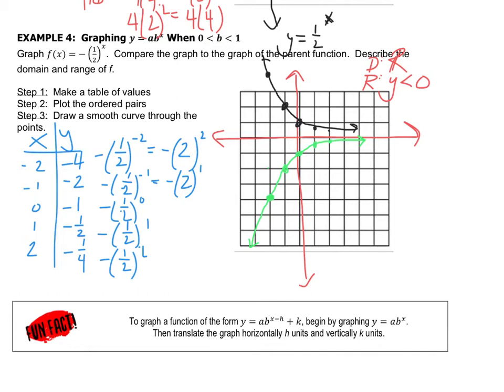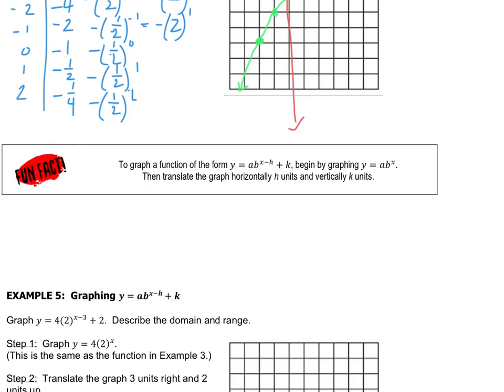So my range would be y is less than 0. Okay? So to begin and graph a function that's in this form, y equals ab to the x minus h plus k, you can begin by graphing ab to the x.